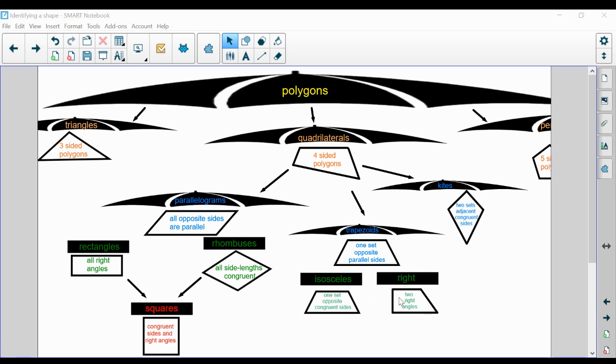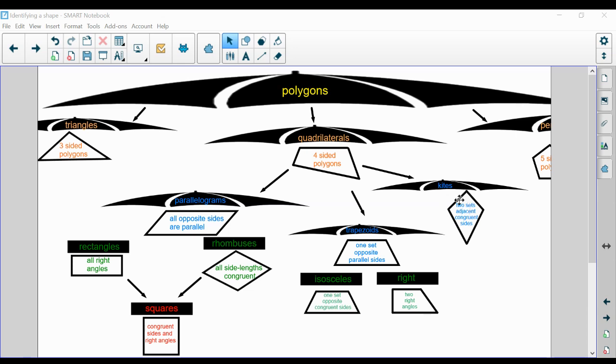A right trapezoid has 2 right angles, and it still has exactly one set of opposite parallel sides. And this side and this side are not parallel. That makes it a trapezoid. Finally, we have the kites, which look just like the kind of kite that you can fly up in the wind.